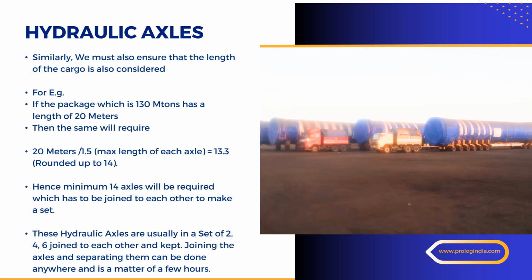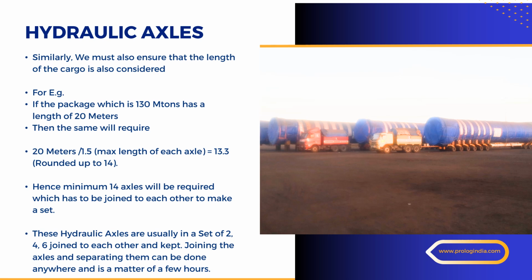Similarly, if we have lengthy packages, for example, if the package which is 130 tons, which we saw in the last example, has a length of 20 meters, then the same will require 20 meters divided by 1.5, that is the maximum length of each axle, which comes to around 13.3. If you round it up, it comes to 14. Hence, minimum 14 axles will be required, which have to be joined to each other to make a set.